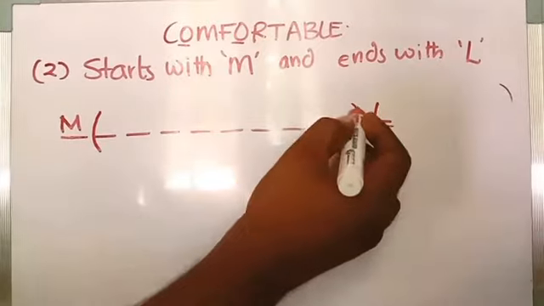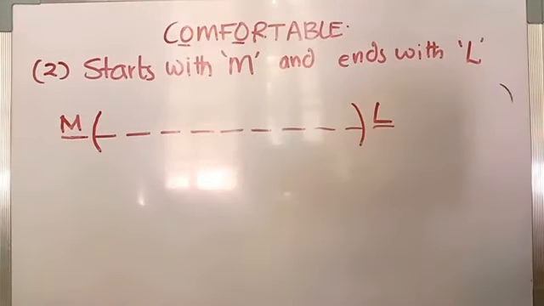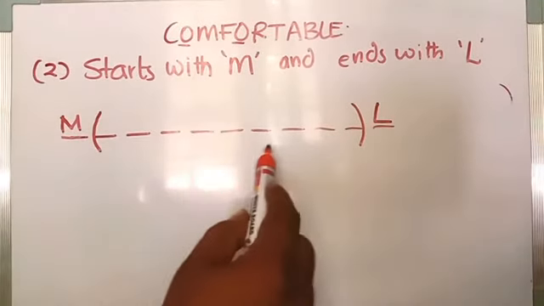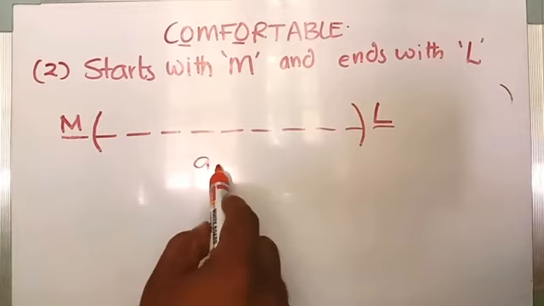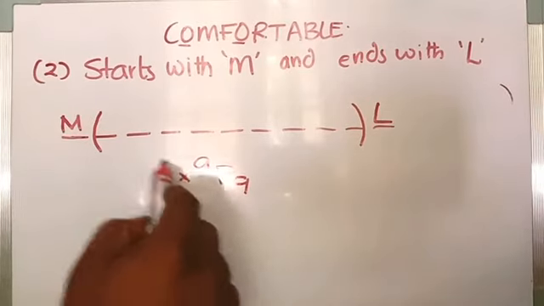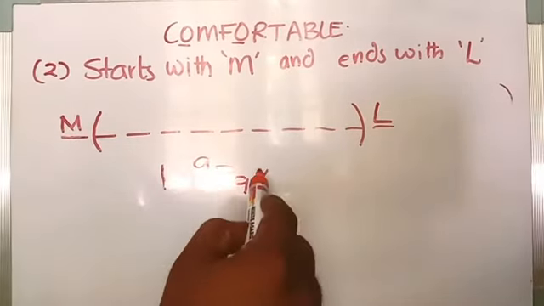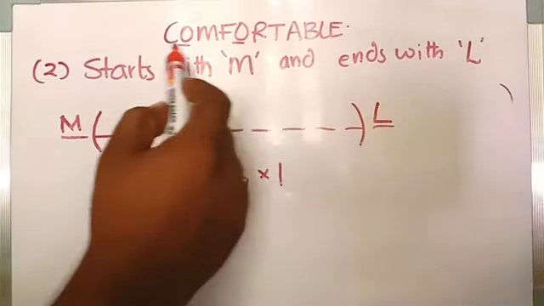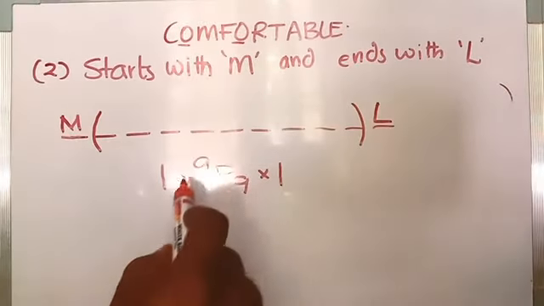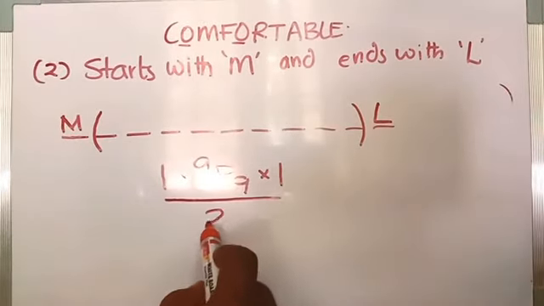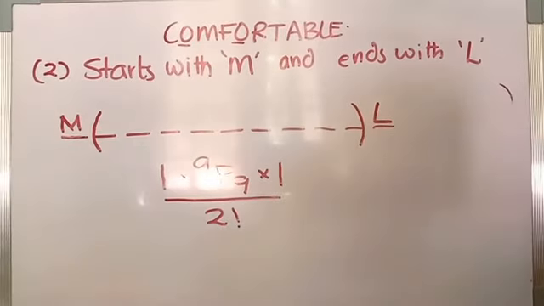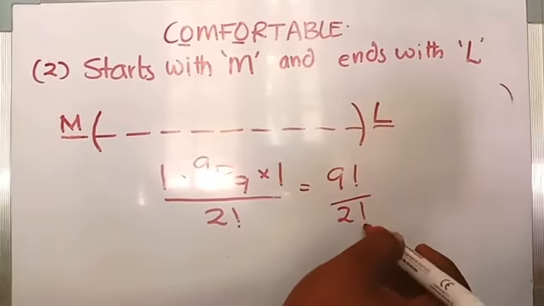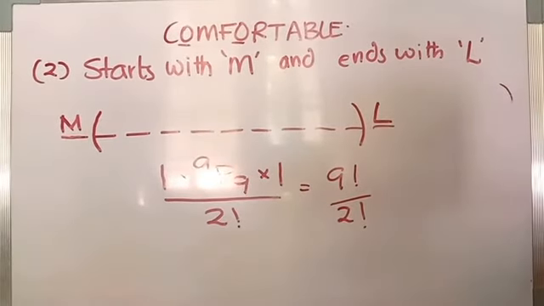So remaining, we have 9 places to be filled and there are 9 alphabets. So 9 places to be filled with 9P9 ways, as M is filled in one place and L is filled in one place. Now you have to check whether any term is repeating. Yes, O is repeating twice. So divided by 2 factorial. So we get the answer as 9 factorial divided by 2 factorial. Okay, got it?